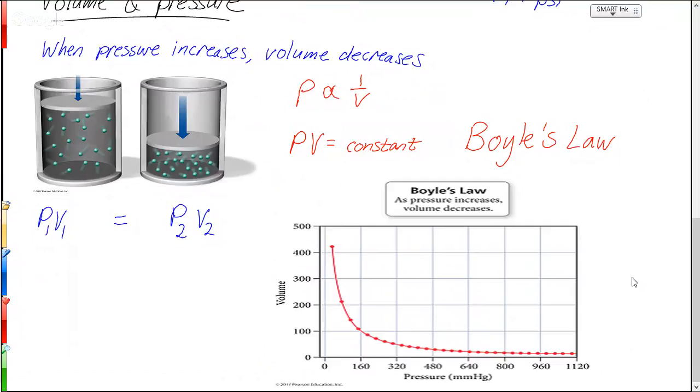Any questions? So that's an exponential decay type curve, or it's a hyperbola. It's not exponential, it's hyperbolic, which shows that relationship. It's an inverse relationship. And those are some different ways of talking about the relationship between pressure and volume.